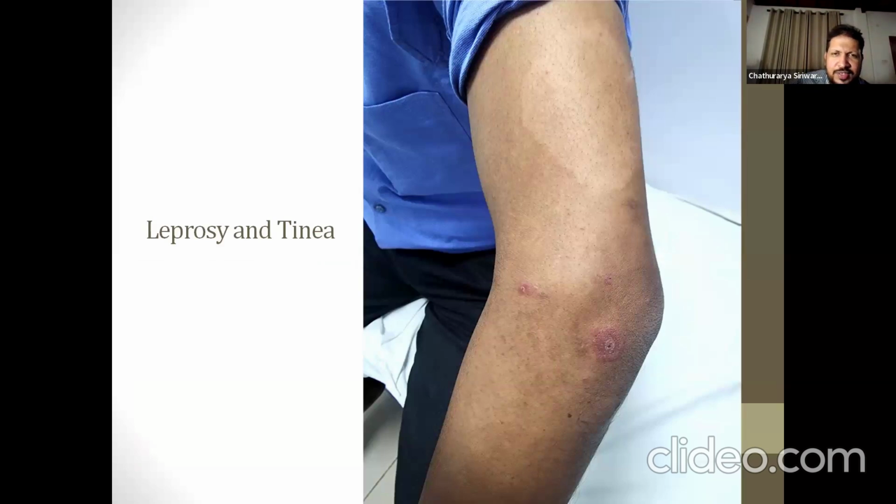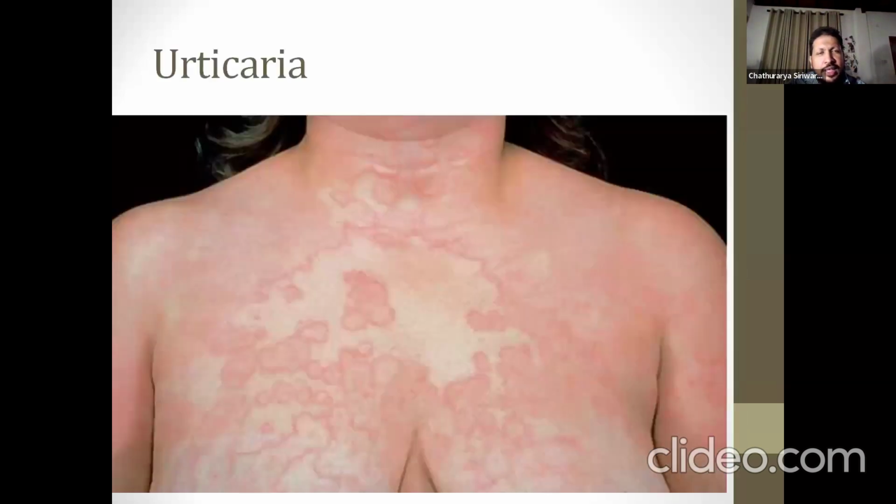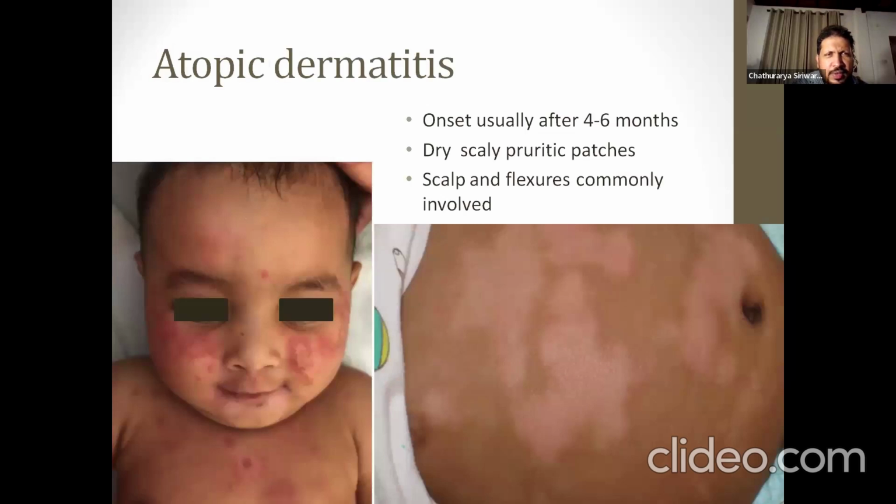So don't miss. So urticaria again comes with red patches, right? But these are very itchy usually, and they are very transient. They change over days to hours. So you can easily distinguish from red patches of leprosy.